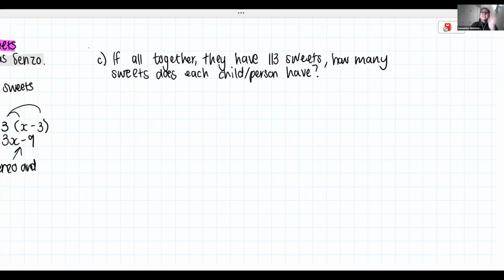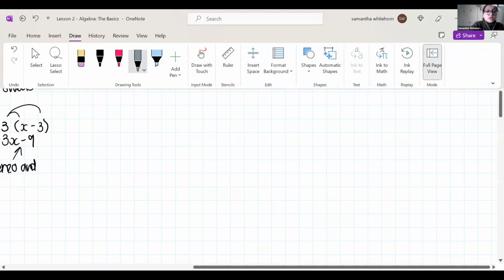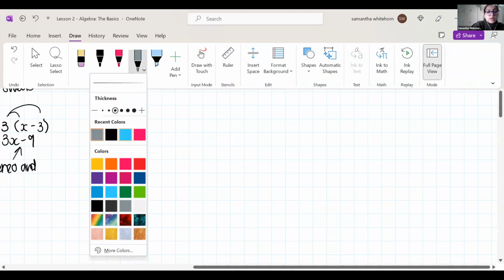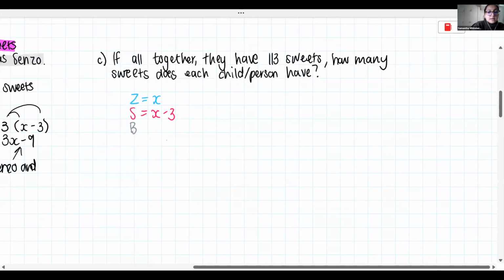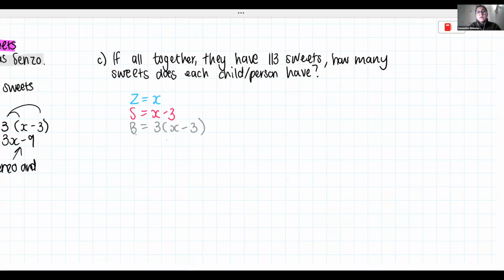Okay, so this is the second type of question I could ask. I could give you a value for the variable x, and then you just substitute. The other way I could ask this is I could say if altogether they now have 113 sweets, how many sweets do each of them have? So if we just write down our expressions again for ourselves, just so that we know what we're working with, we know that Zintle has x sweets. We know that Senzo has x minus 3 sweets. And we know that Bonolo has 3 times x minus 3. So I want you to have a quick think.